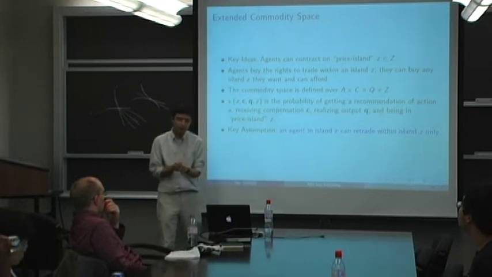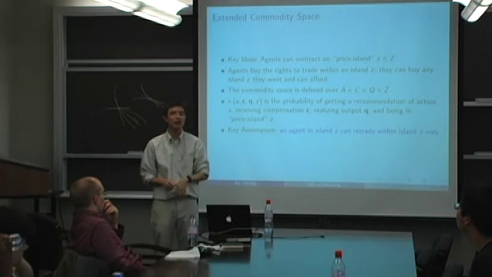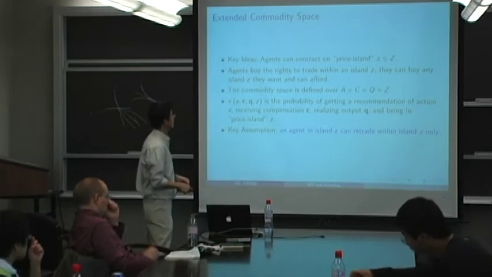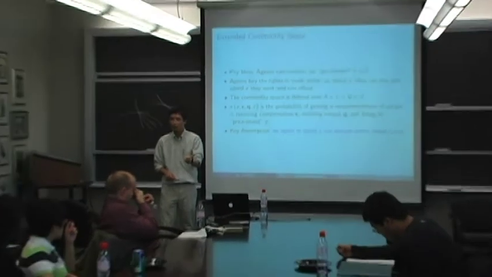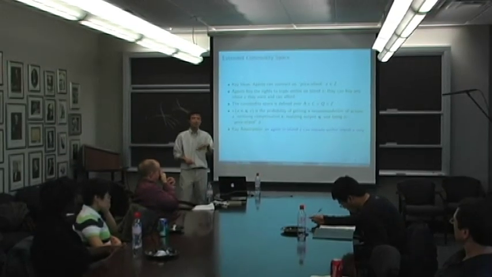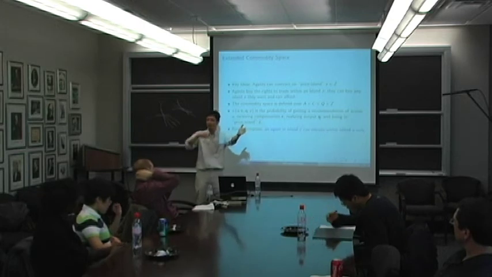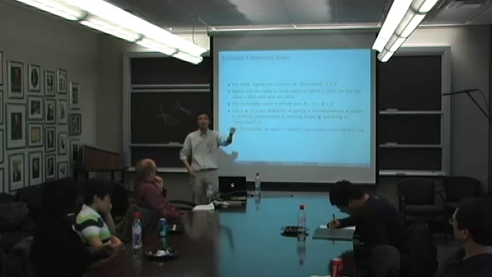It's kind of an option in this sense that the agent is going to go to the exchange and say, I want to buy the right to trade in this island. But the difference is, once you buy one island, you have to buy one only. Of course, you can randomize. You can say, I want to buy a lottery that says there's a 50% chance I will be in one island and another 50% chance I will be in another one. But once the lottery is drawn, you're there. You're not going to move.